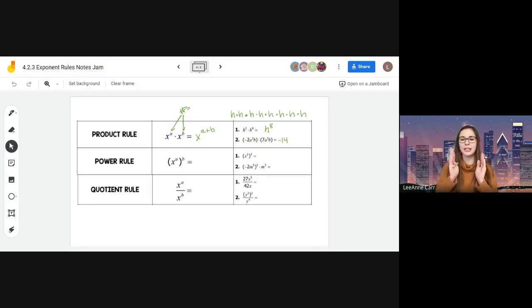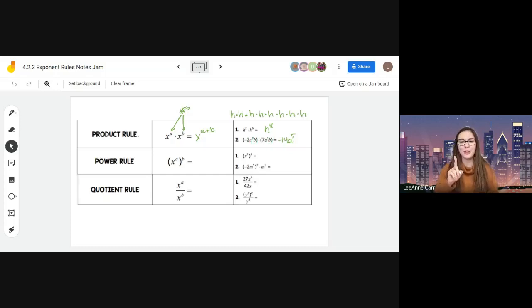And then we just look at each variable individually. So we'll first look at the a's. We have an a to the power of 2 and an a to the power of 3. Using my product rule, what should my new exponent be for my variable a? Yeah, 5. Good.